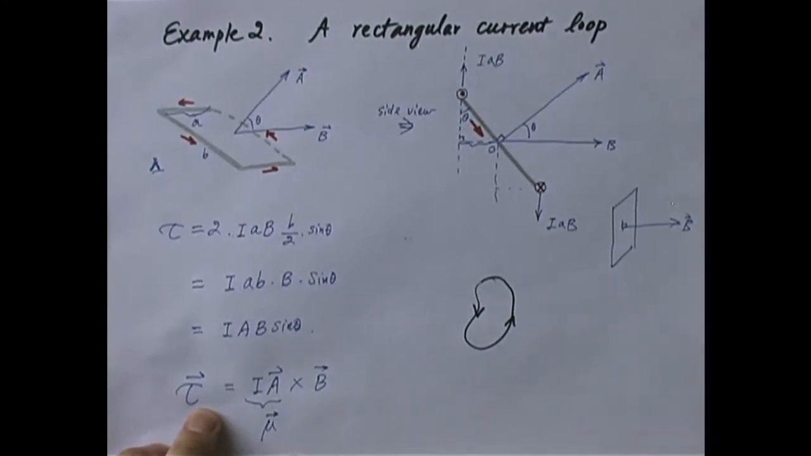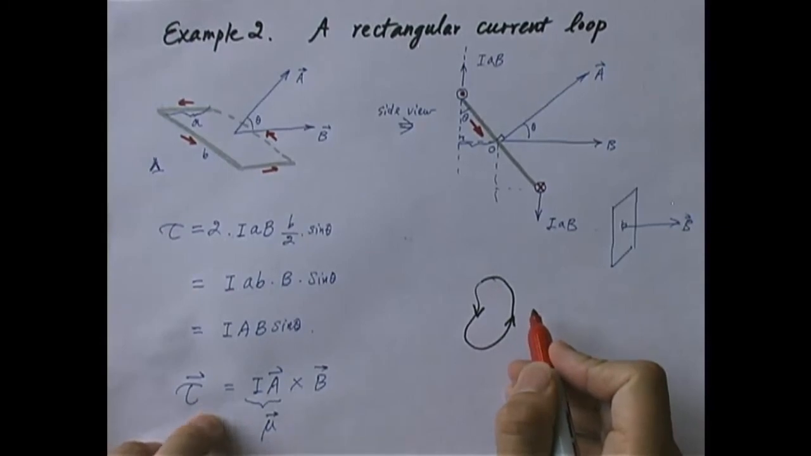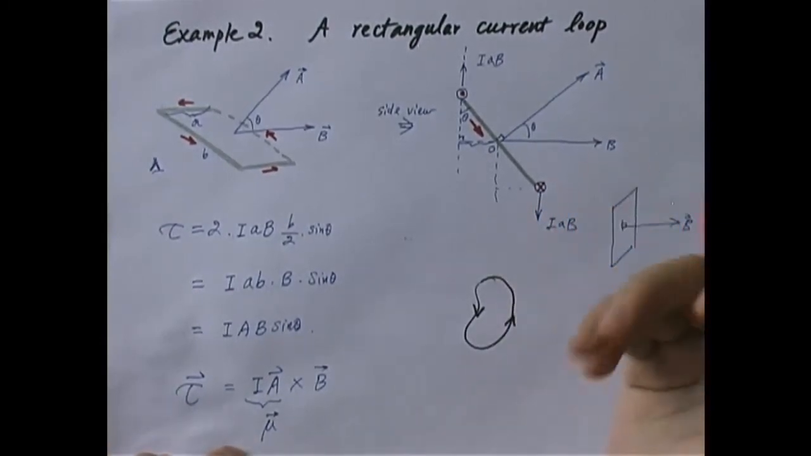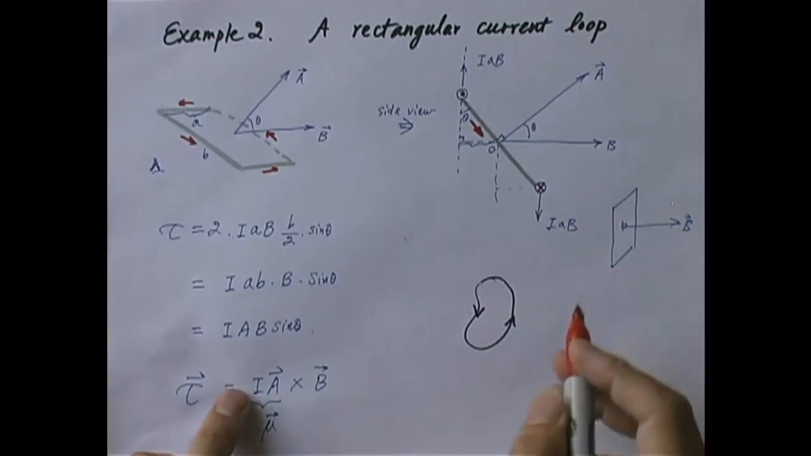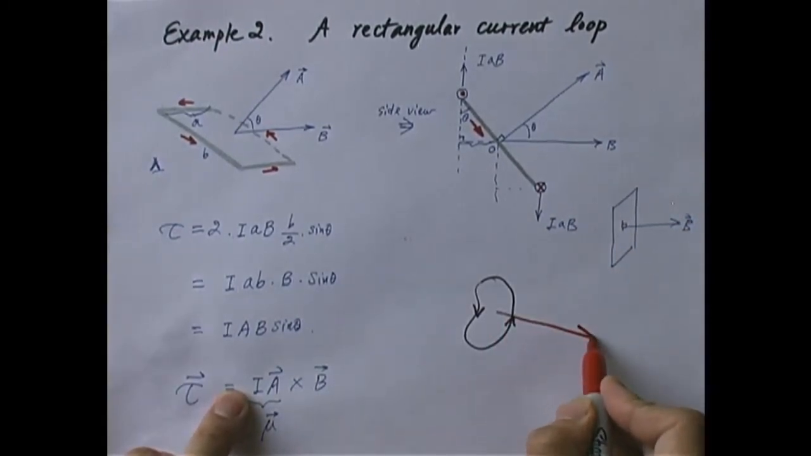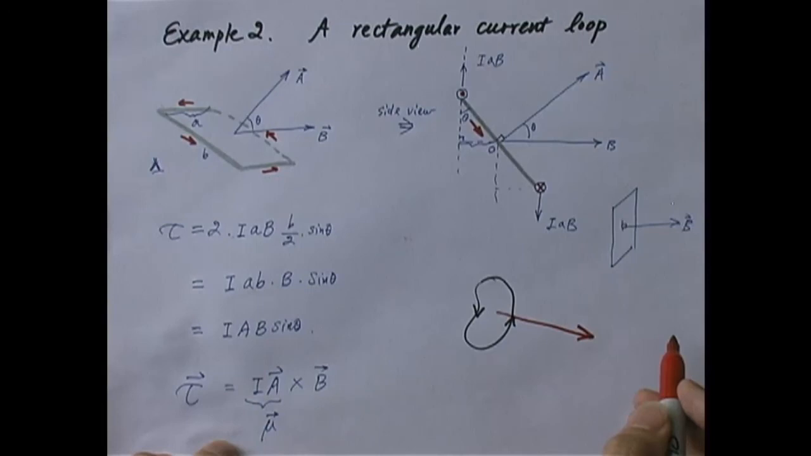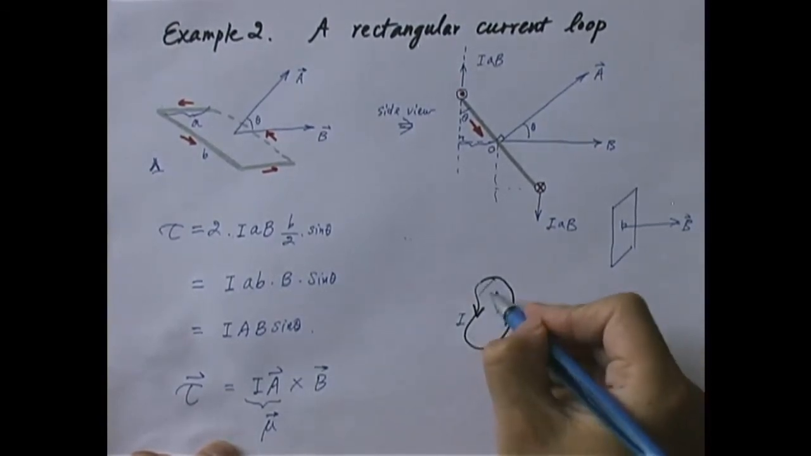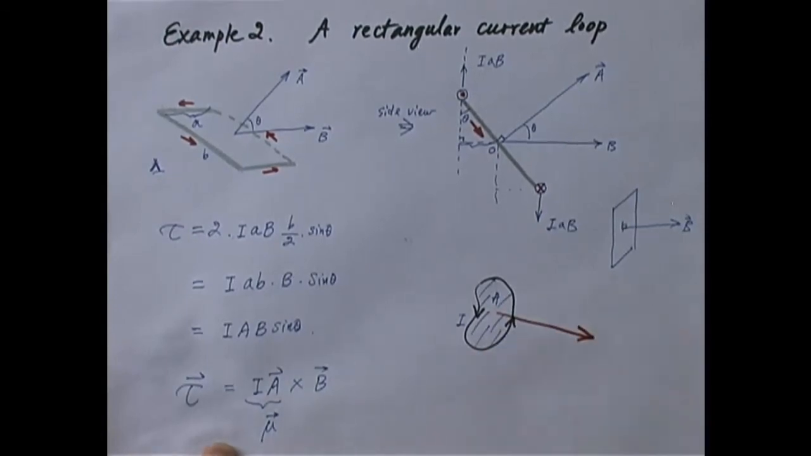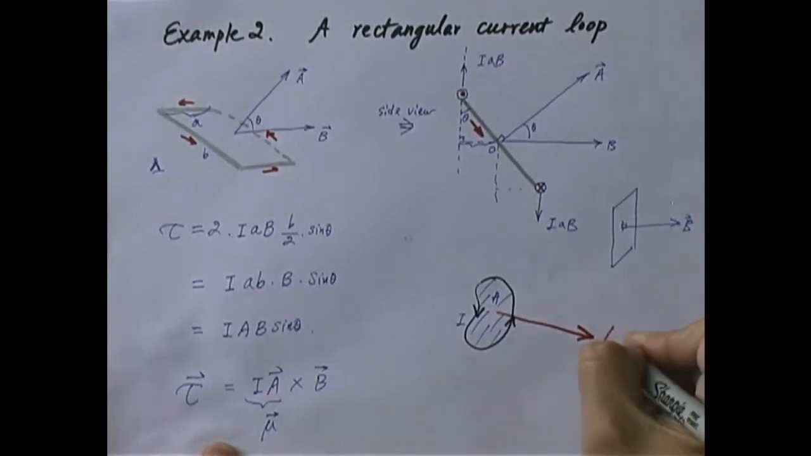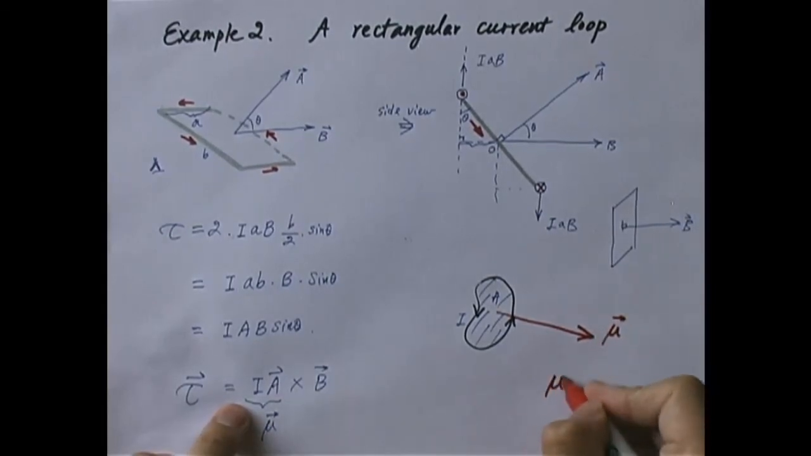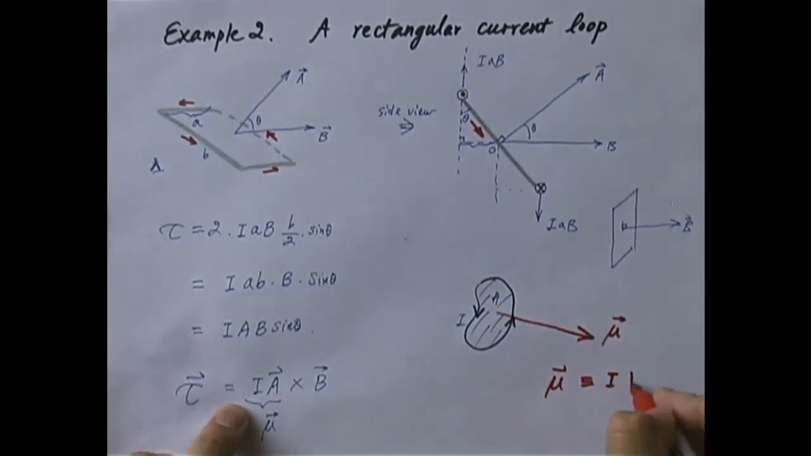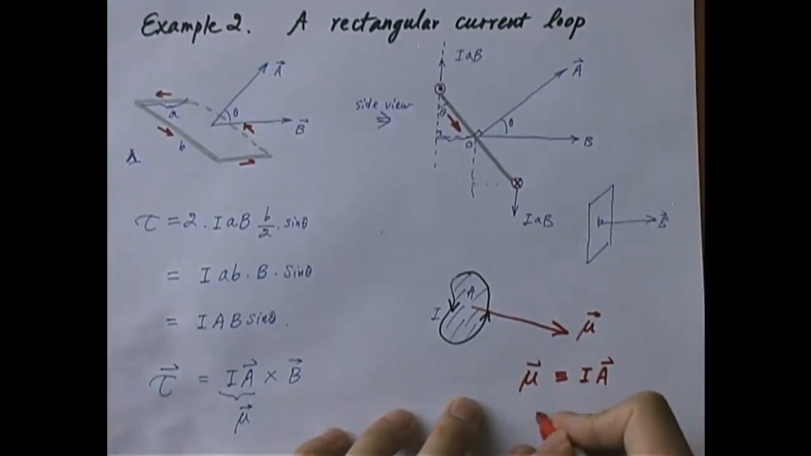One can define a magnetic moment for this loop. First of all, using the right-hand rule, wrapping around the direction of the current, you introduce a direction of mu. Okay, it's the same as the direction of A. And what is the magnitude of the magnetic moment? It is equal to the product of the current and the area A, which is contained by this loop. Okay, so that's mu. Again, mu is defined as I times A. Magnetic moment.